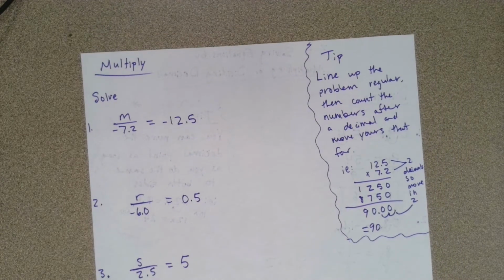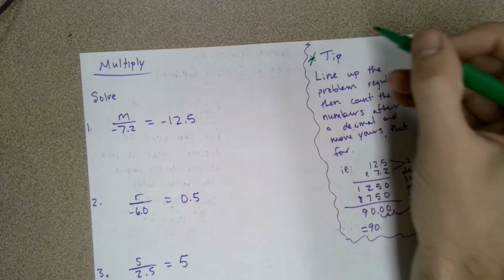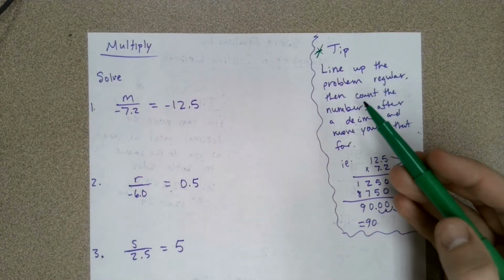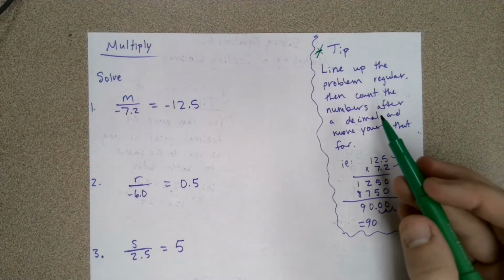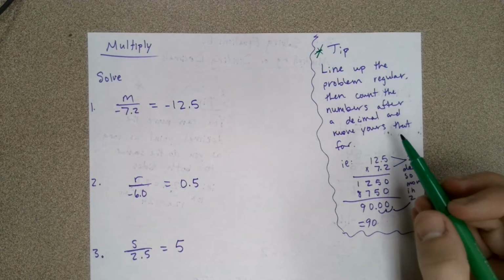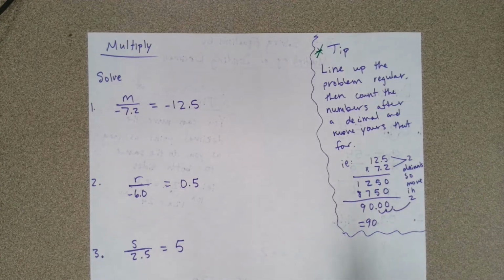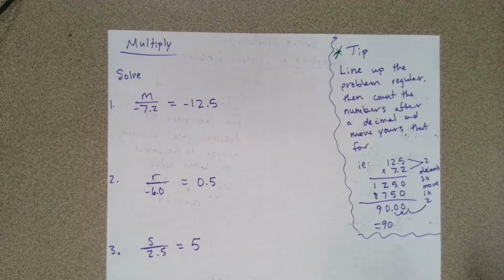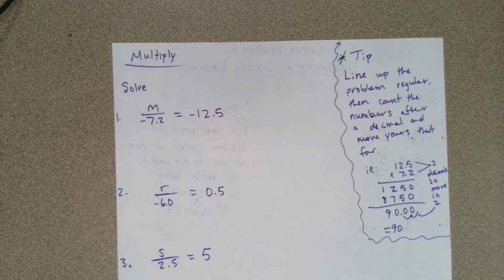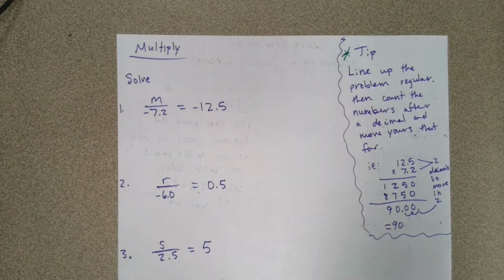All right, backside, multiplying. I have another tip for you here. These are good to put in your notes, I would say. Great thing to put in your notes. My tip is line up the problem regular, then count the number after the decimals and move yours that far. I know that sounds really confusing. We'll see some examples of it. My example here is actually our first example, so we'll start by just going right into our first example here. I think it should make some sense for you.